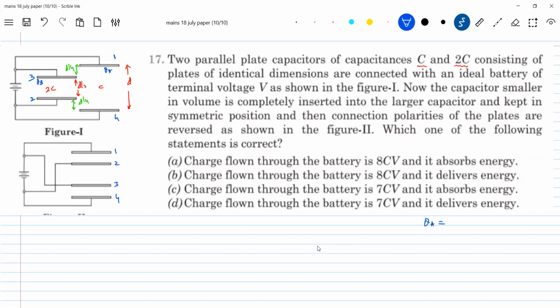So what is the value of QA? QA should be equal to, they're connected in parallel to the cell, no? So let it be V. QA equals CV, QB equals 2CV. This is about the initial diagram. Why do we have to, because we know the plates are interchanged, no? This is the thing. Okay, now see the diagram.